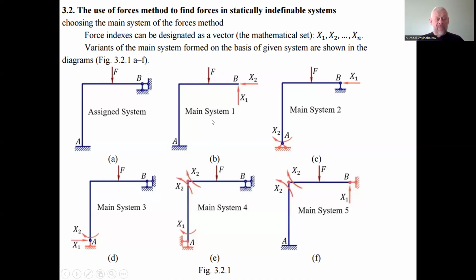The options can be of the main system. This main system is statically definable. We have 2 times statically indefinable system, as we have 3 equations of balance. For the flat state on the plane, for the balance of the mechanical system, the projection of all forces on the abscissa axis has to be equal to 0. The projections of all forces, total, I mean, on the ordinate axis have to be equal to 0, and the rotating moment of all acting moment of all efforts in the plane has to be equal to 0.